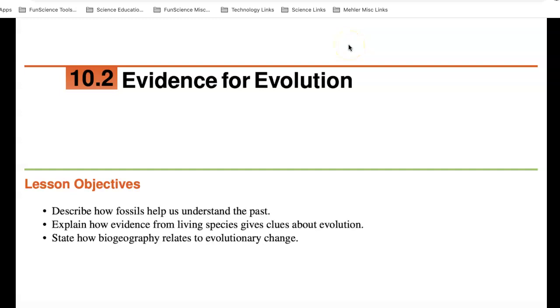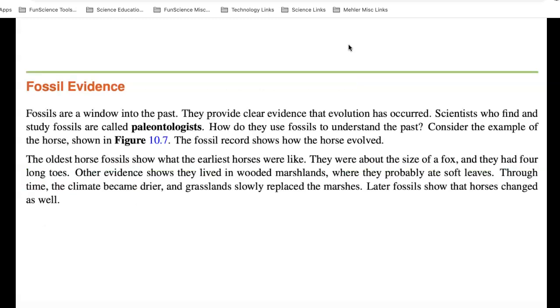In section 10.2, we're going to look at some of the evidence for evolution. We've looked a little bit at some fossils in the past in this course, and we'll do a little bit now. We'll also explain how evidence from living species gives us clues about evolution, and we'll look at a concept called biogeography and how that relates to evolutionary changes.